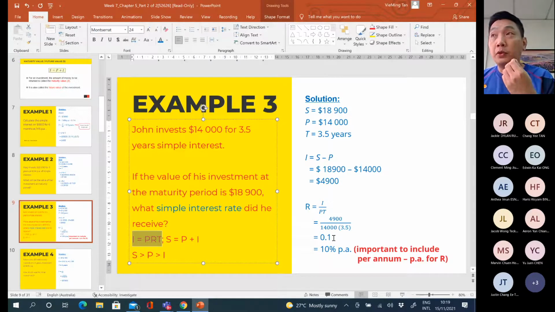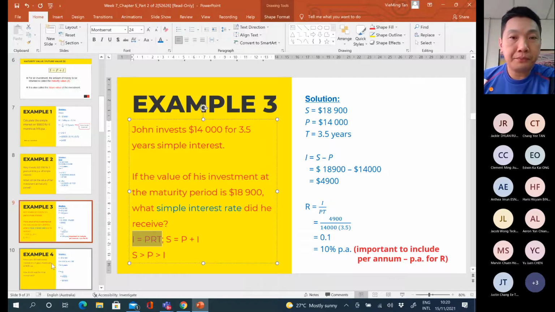usually the answer for R should be in percentage. So we need to convert the decimal number into a percentage. If it is the final answer for interest rate, we need to leave the answer in percentage. So you can put 10% per annum. That means it's 10% per year, the interest rate charged. So far so good. This example demonstrates to you how to play around with the first two formulas that we learned this morning, in order to get the R value. Okay, example 4.